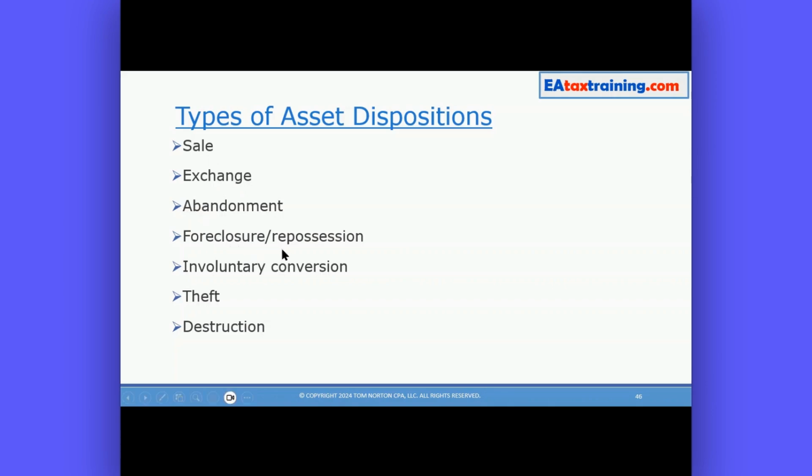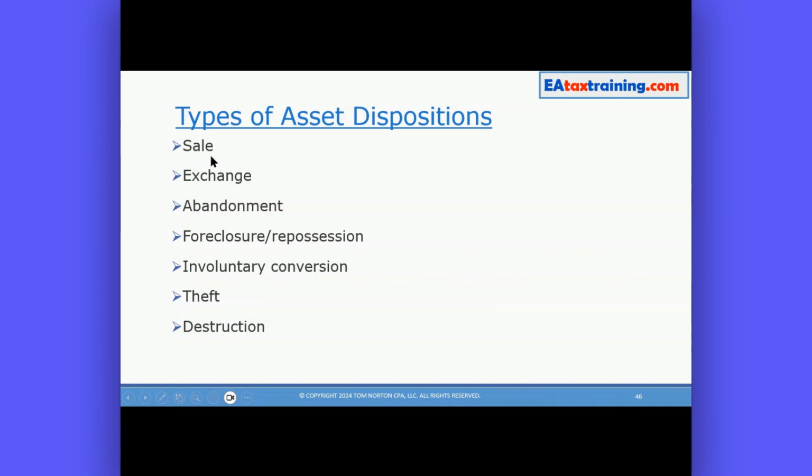It could be foreclosed on or repossessed. Could be an involuntary conversion, could be stolen, or it could be destroyed. We talked about many of these things in part 1, video 3. So I'm not going to go into detail on most of them.